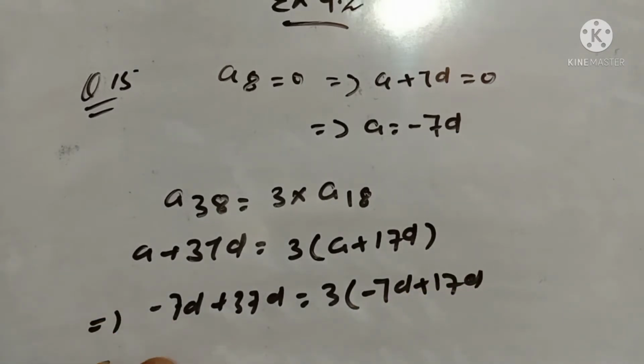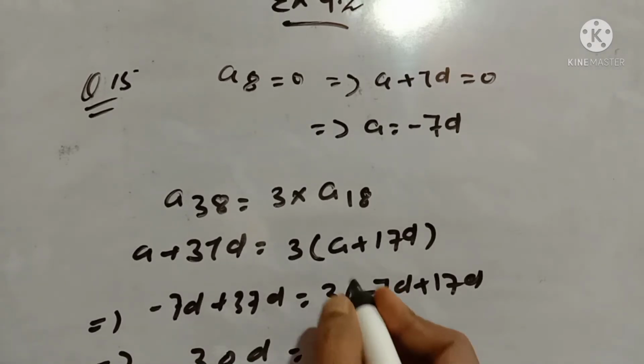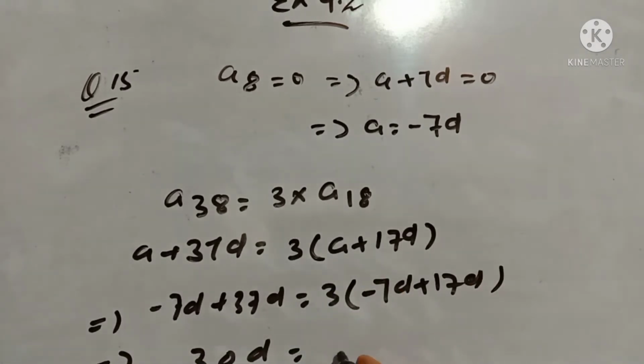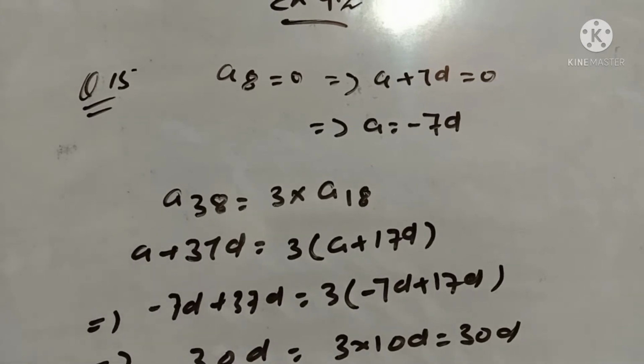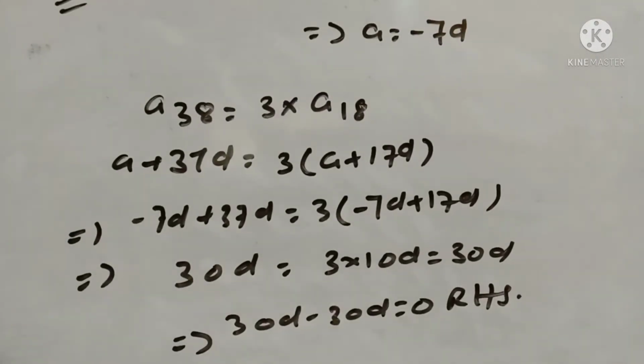This implies that this is 30d and this is 3 into 10d, which is equal to 30d. So 30d cancels, and therefore 30d minus 30d equals 0. This is our RHS, proved. Write down please.